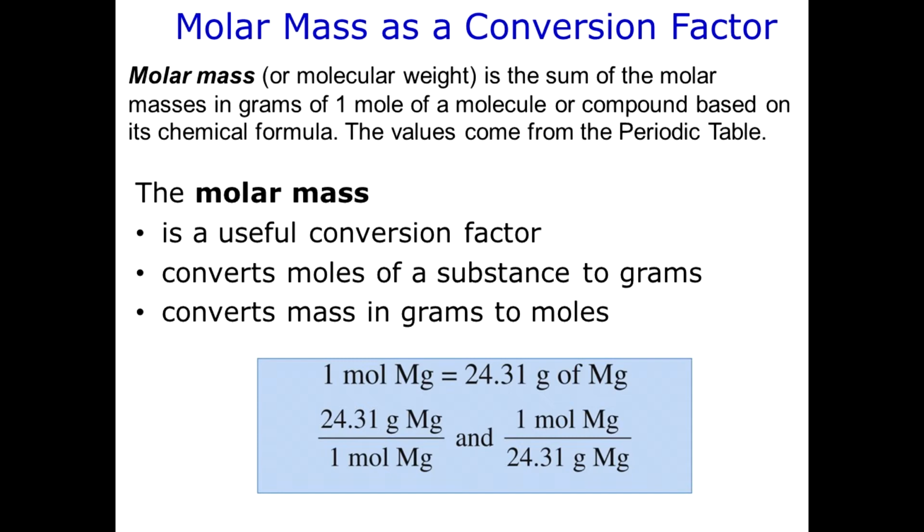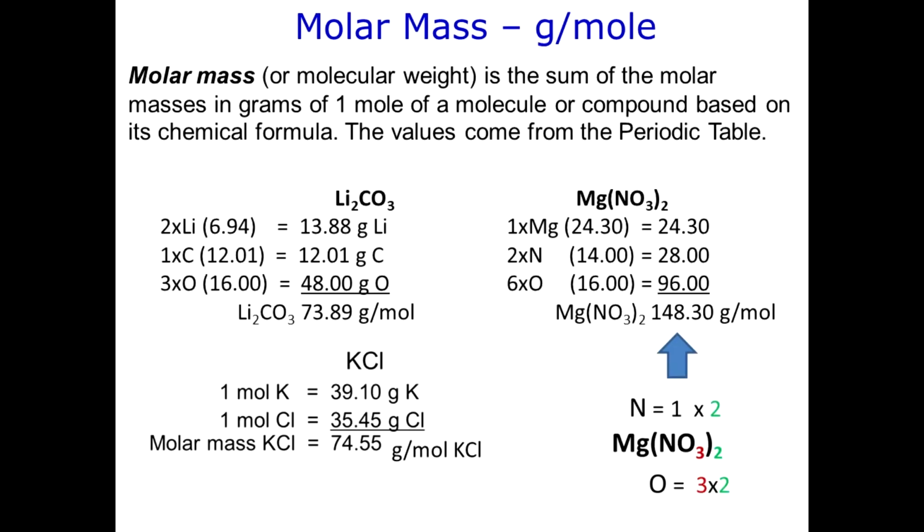So you can have the grams over the moles, or you can have the moles over the grams. You're always going to have in a gram per mole only 1 mole. So for example, in the case of, let's just take one here, magnesium nitrate, that's 148.3 grams of magnesium nitrate per 1 mole.